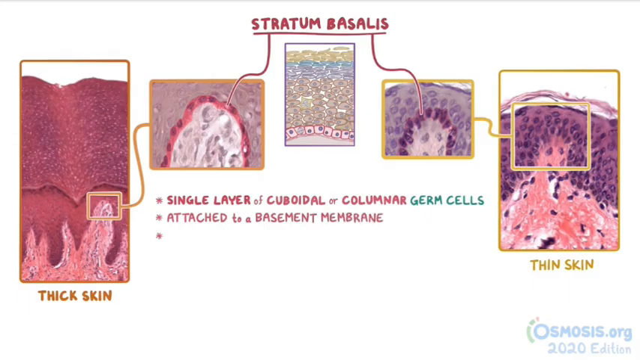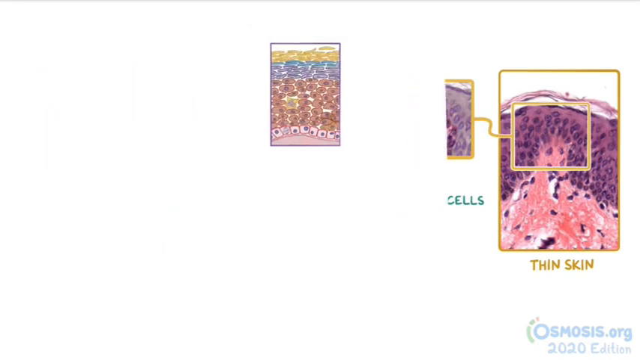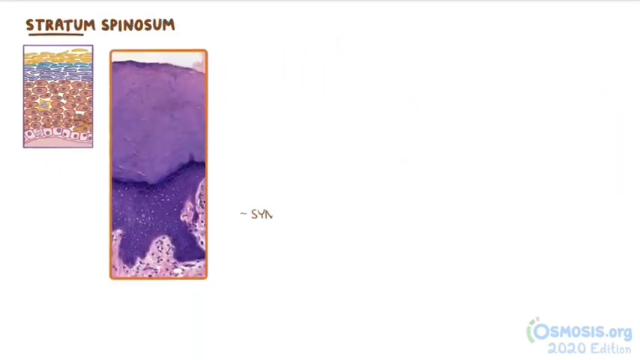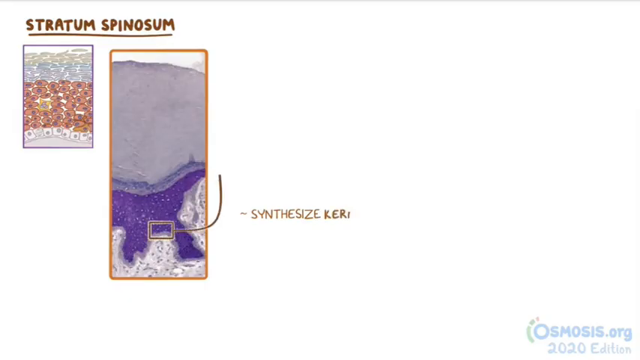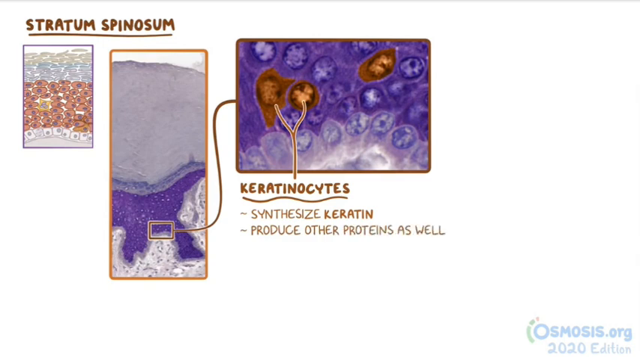These cells have a high level of mitotic activity, dividing to produce all the cells that migrate up to the surface of the skin. In both thick and thin skin, the cells within the stratum spinosum synthesize a fibrous protein called keratin, which is why the cells themselves are called keratinocytes, even though they also produce other proteins as well. This image of thick skin was taken while using a 60x oil immersion objective. Oil immersion objectives allow for higher resolution images to be seen through the microscope.